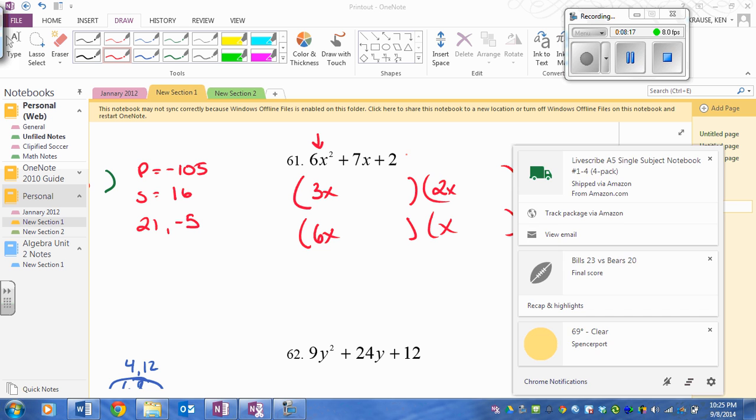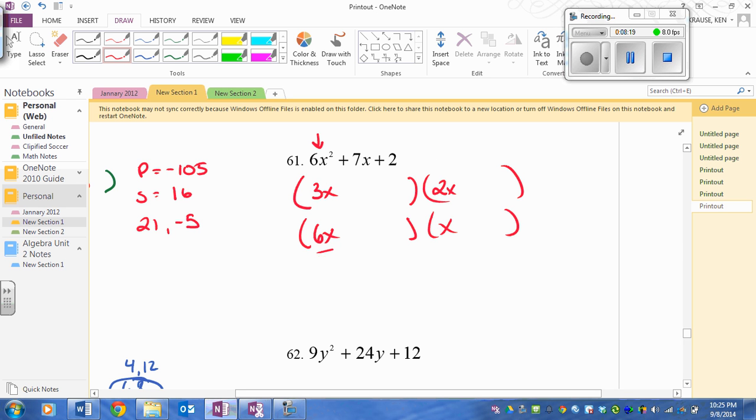Since this is 2, I can't put a 2 into 6, and I can't put a 2 here. So the 2 would have to go here, and the 1 would have to go here, or the 2 would have to go here, and the 1 would have to go here. I just got to figure out which of these pairs gives me 7. That's 3, and that's 4, that's 7. Oh, that's perfect. This is 12. That's not going to give me 7, so this one makes no sense. Signs have to be the same, and they both have to be positive.